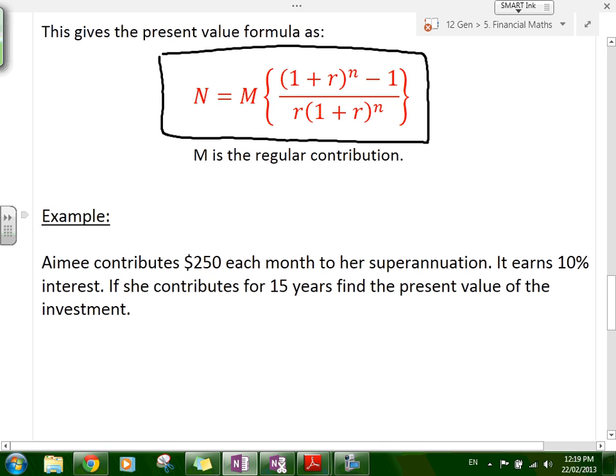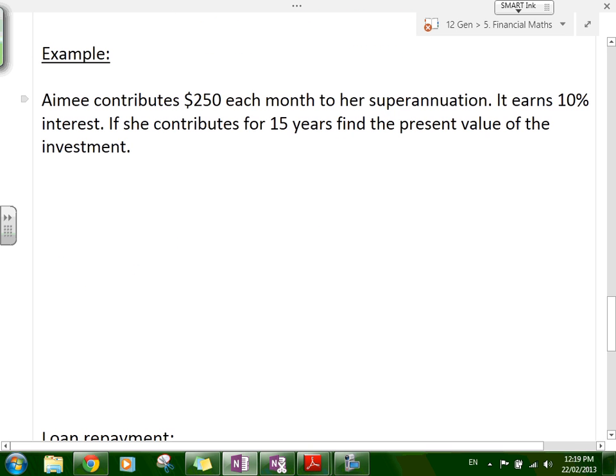Amy contributes $250 each month to her superannuation. It earns 10% interest. If she contributes for 15 years, find the present value of the investment. Now this is where you need to be careful: 10% interest is per year, so we have to work out the monthly interest rate, and also how many periods there are in terms of months. There are a few steps we need to follow for a question like this.